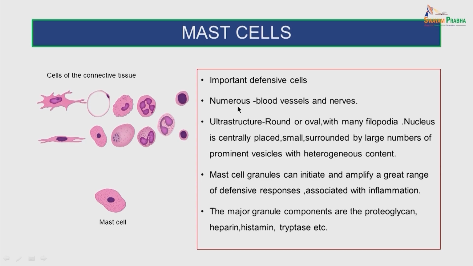The mast cells are important defensive cells. They are found numerous in the blood vessels and nerves. The ultrastructure: they are round or oval with many filopodia. The nucleus is centrally placed, small, surrounded by large numbers of prominent vesicles with heterogeneous content. The mast cell granules can initiate and amplify a great range of defensive responses associated with inflammation. The major granule components are the proteoglycan, heparin, histamine, tryptase, etc.